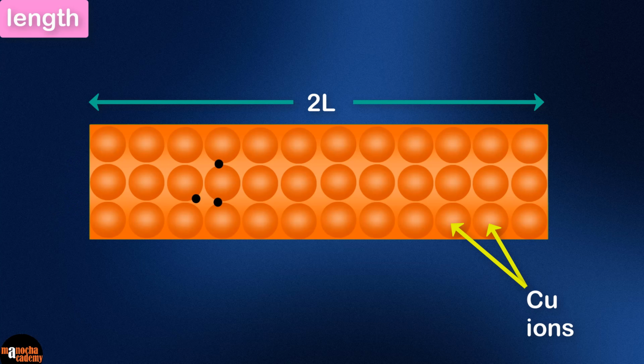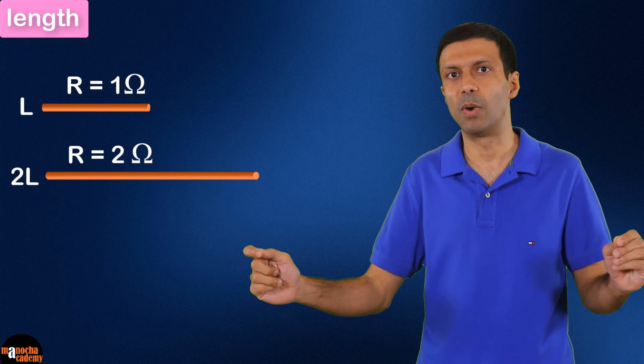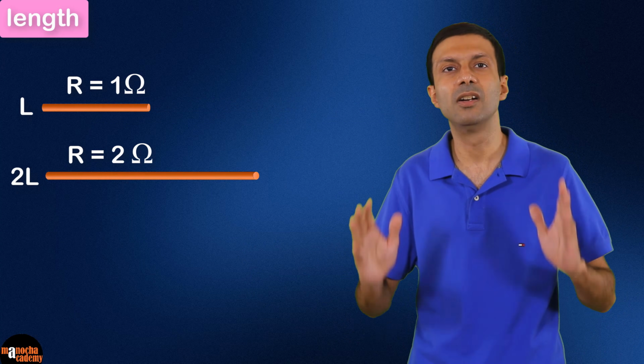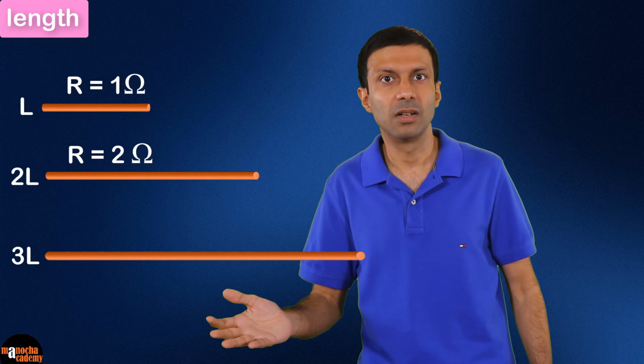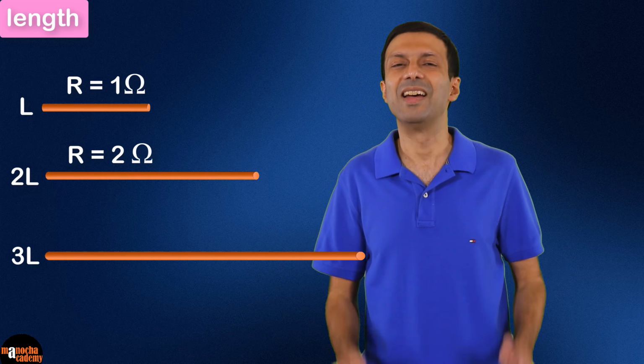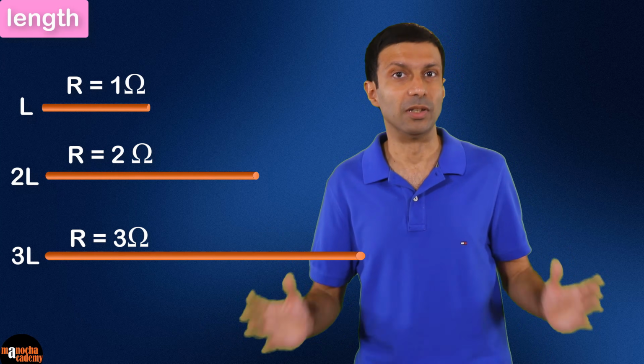So the resistance of the wire should be 2 ohms, doubled when the length of the conductor is doubled. And this is exactly what the scientists found when they did their experiments. When they doubled the length of the wire, the resistance of the wire was doubled. Now if the length of the wire is tripled, then the resistance will be, that's right, tripled.